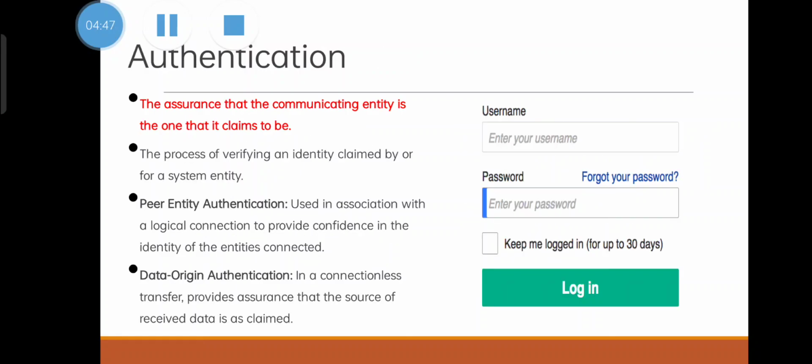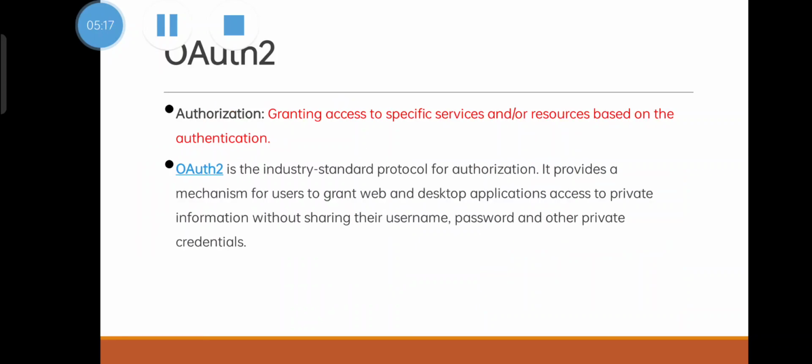Authentication gives the assurance that the communicating entity is the one it claims to be. We have to prove ourselves as the right person using the system. Here we have peer entity authentication, used in association with a logical connection to provide confidence in the identity. Data origin authentication, in a connectionless transfer, provides assurance that the source of received data is as claimed. Then authorization, OAuth: granting access, who can access the resource, who can access the services. OAuth is an industry standard protocol for authorization.